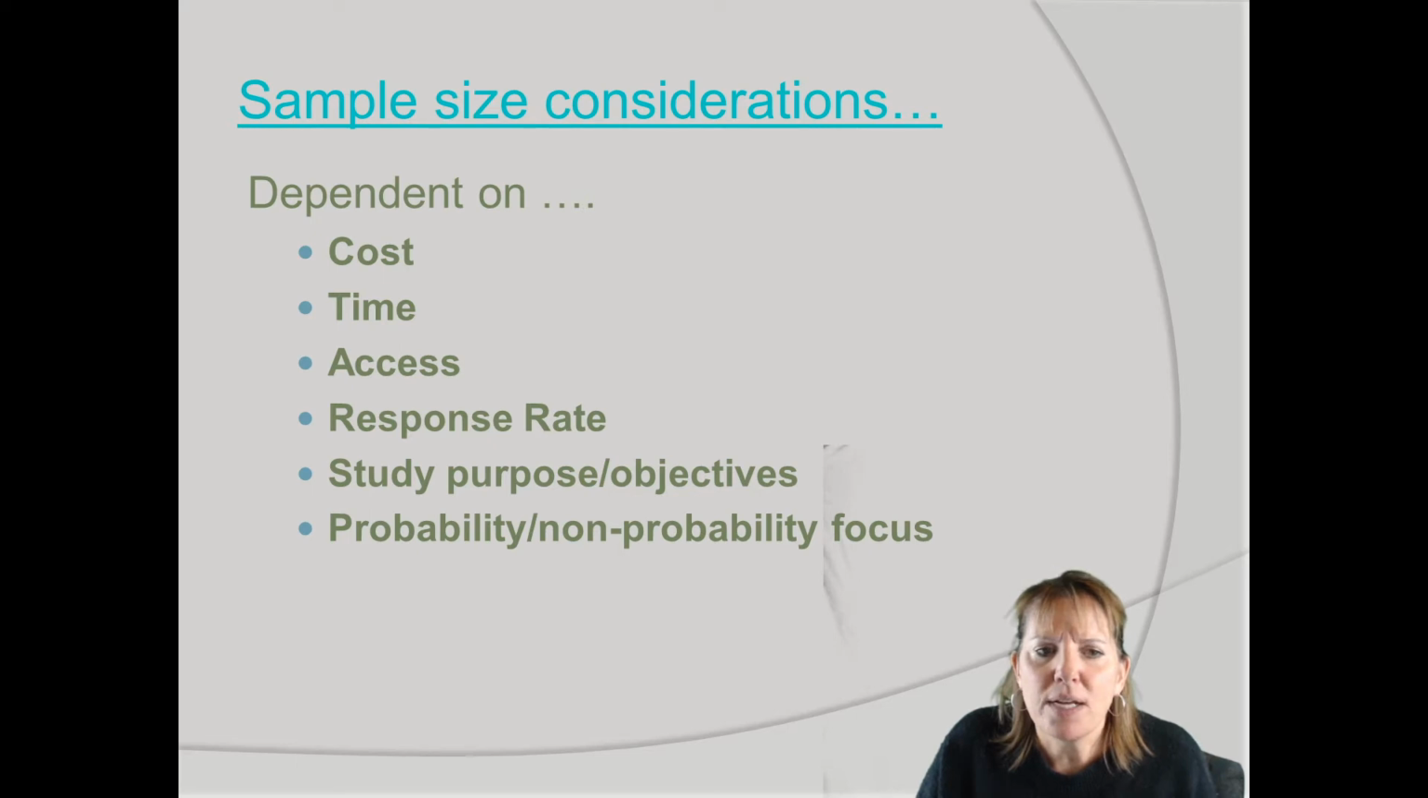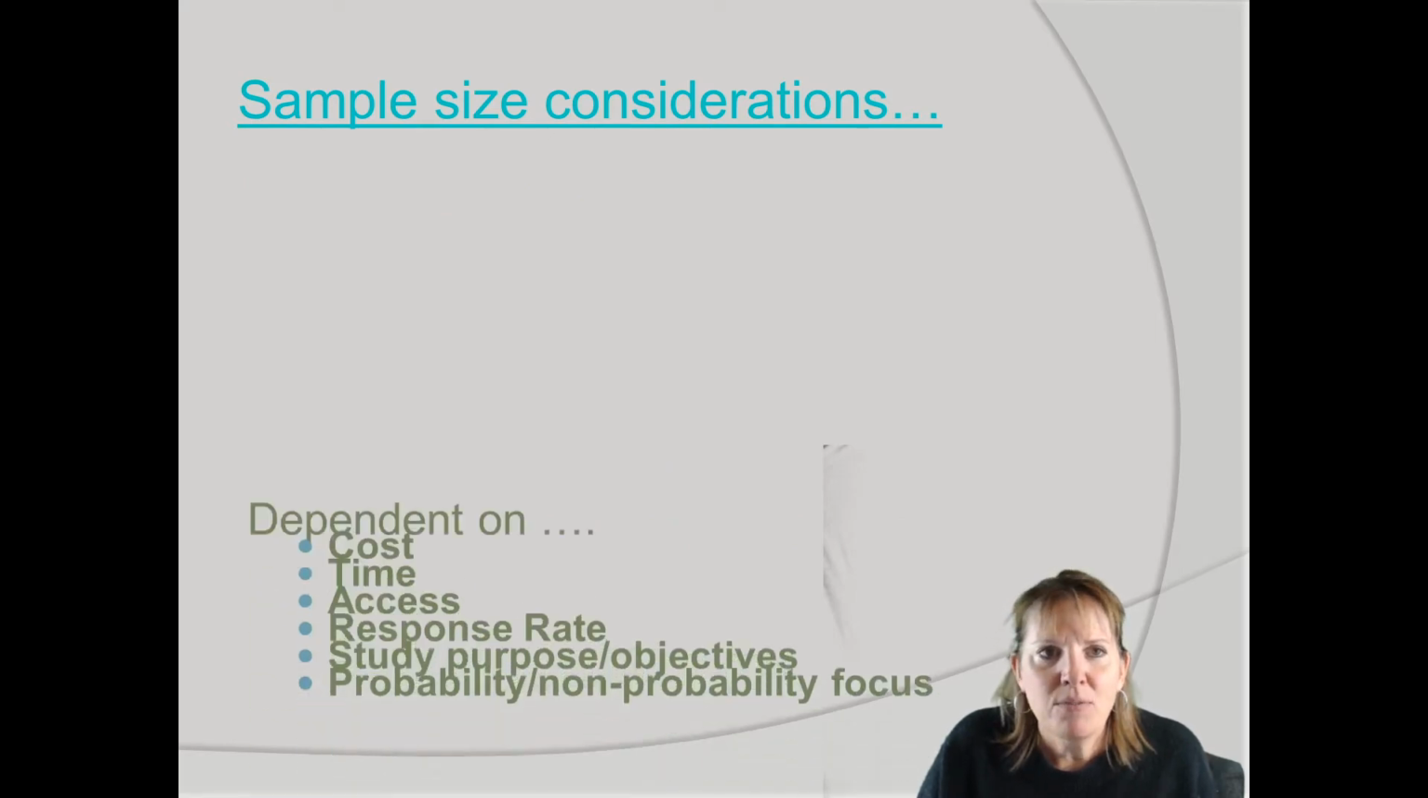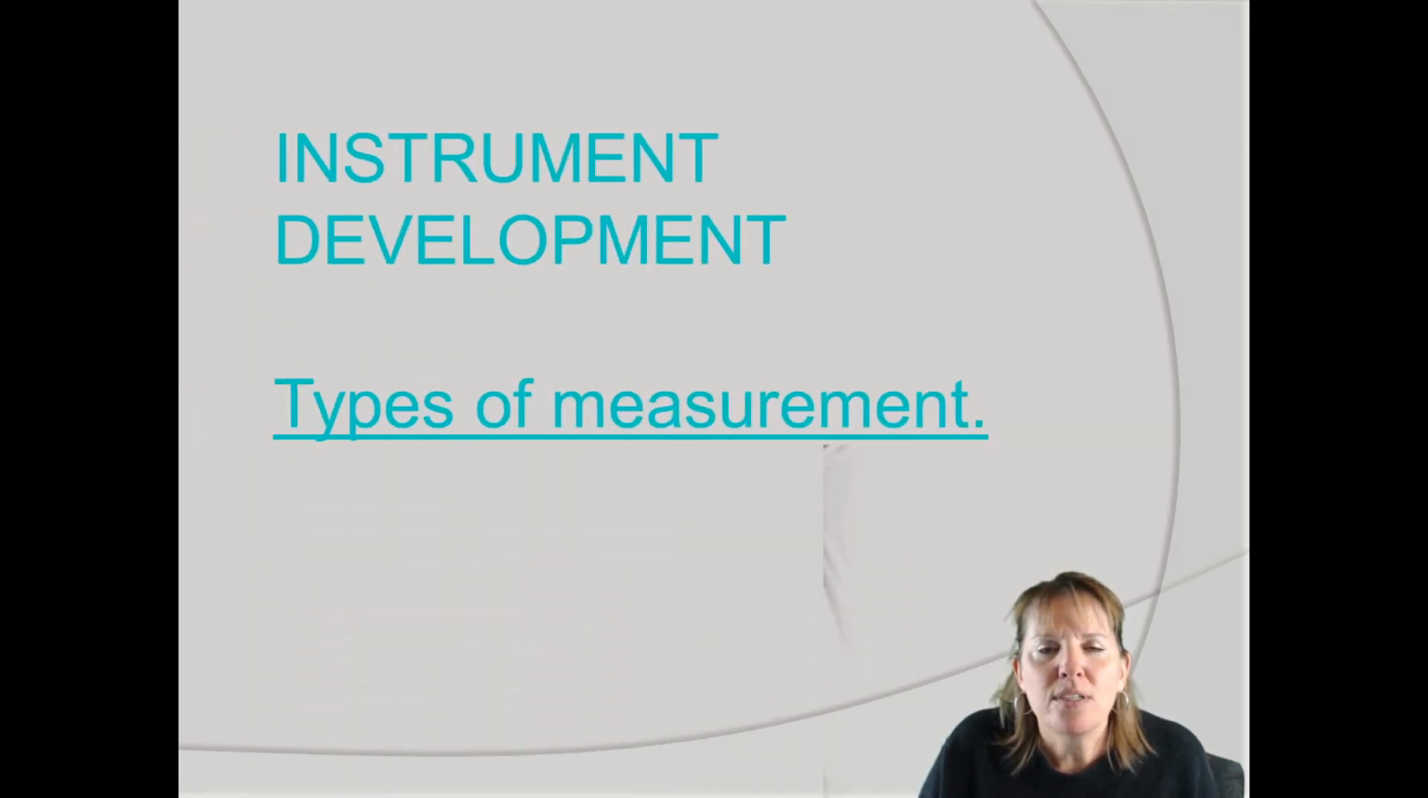So sample size will always be based on your research objectives, certainly your cost, time, access to that market, response rate, and then which method you're going to use, a probability type method or a non-probability method like snowball, cluster sampling, or purposeful, expert, that kind of idea, quota.